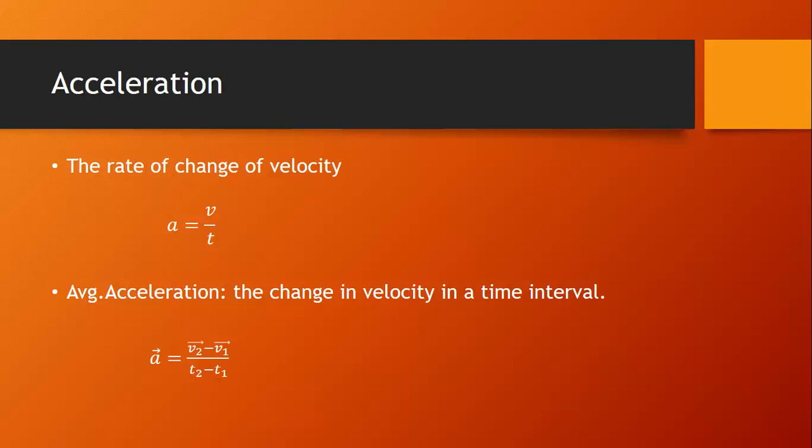Let us see how to calculate average acceleration. Let's say the velocity of a particle at time t1 is v1 bar and at time t2 is v2 bar. The change produced in this time interval is v2 bar minus v1 bar. So we can write average acceleration as v2 bar minus v1 bar by t2 minus t1. The average acceleration depends only on the velocity at times t1 and t2. How the velocity changed in between t1 and t2 is actually not very important in defining the average acceleration.